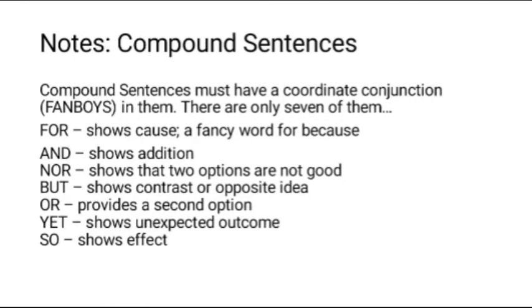Notes: compound sentence, FANBOYS. "For" is a fancy word for because, "and" shows addition, "nor" shows that two options are not good, "but" shows contrast or opposite idea, "or" provides a second option, "yet" shows unexpected outcome, "so" shows effect. So what are the meanings of these? We have got "for," a fancy word for because, so cause. I study for a reason. I and you will surely succeed.